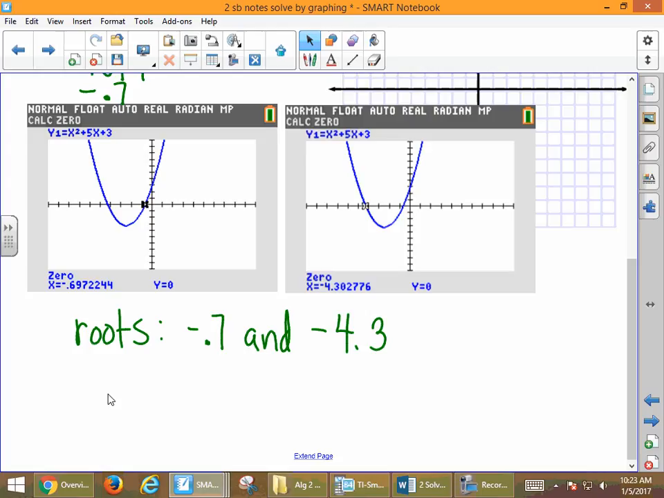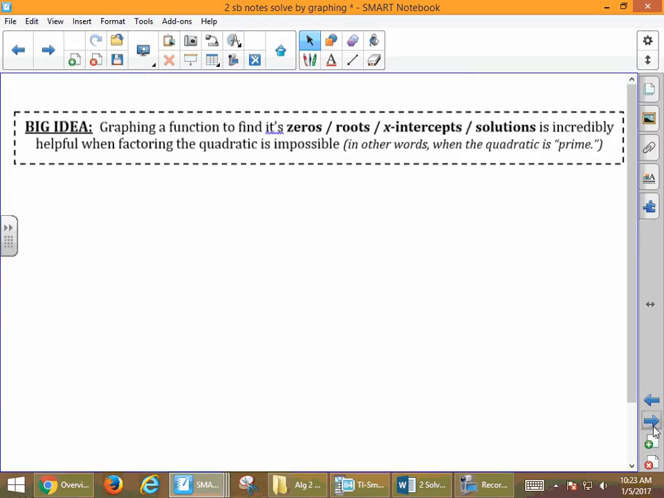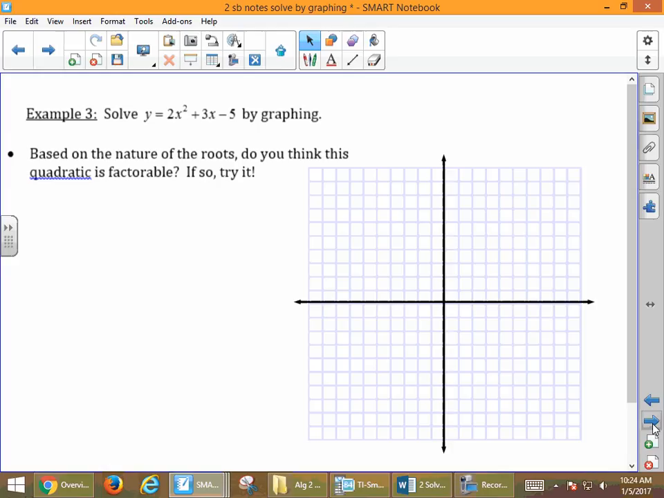So let's flip our papers over. Graphing a function to find its zeros, its roots, its x-intercept, its solution is helpful when quadratics, when factoring it is impossible. And that last problem that we just saw was one where we couldn't factor it at all. But let's look at this next picture here.